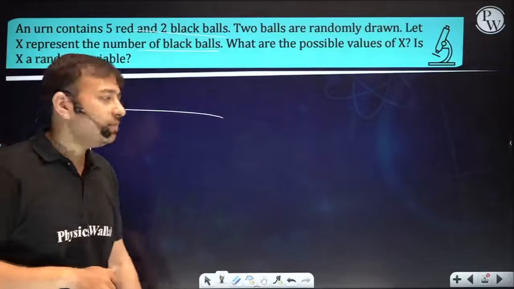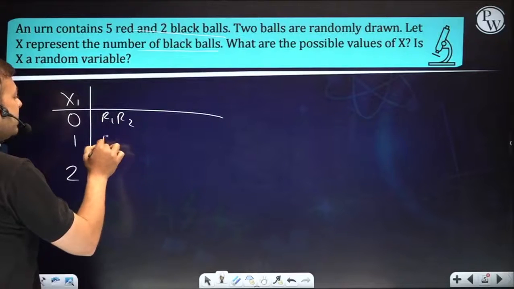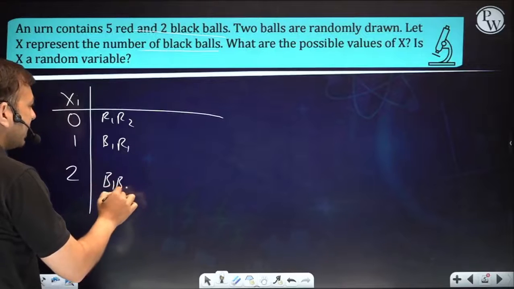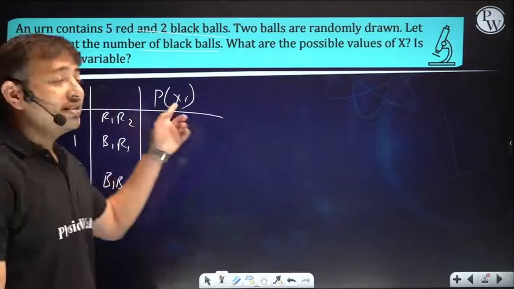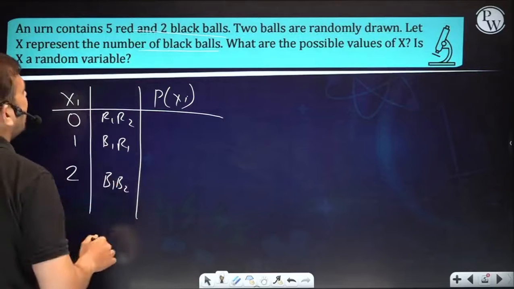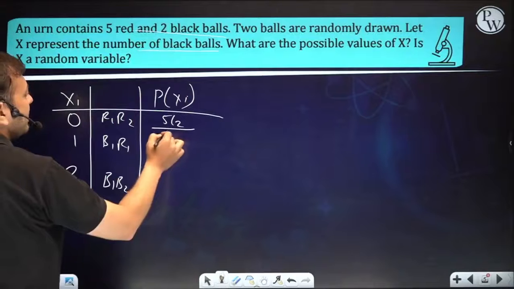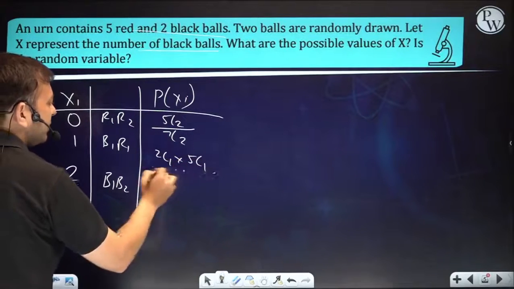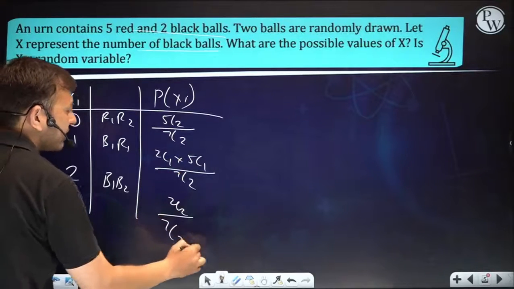Only 3 cases can be there, right? 0 means both of them are red, 1 means 1 black and 1 red, and 2 means both of them are black. We need to check whether x is a random variable or not, so for that you need to calculate probability. Both red: 5C2 by 7C2. 1 black, 1 red: 5C1 by 2C1 by 7C2. Both black: 2C2 by 7C2.